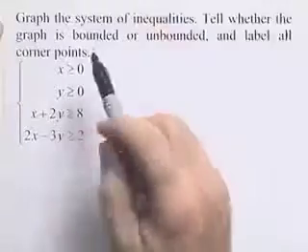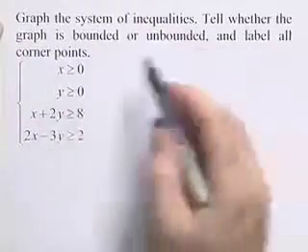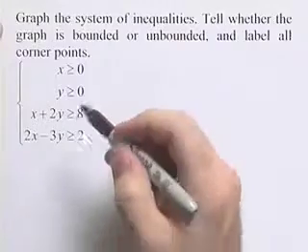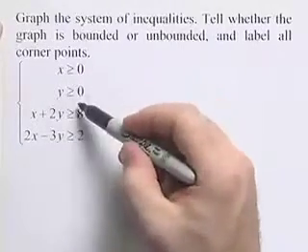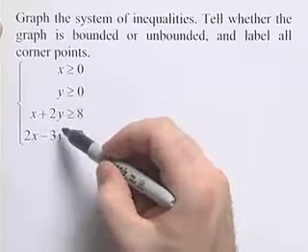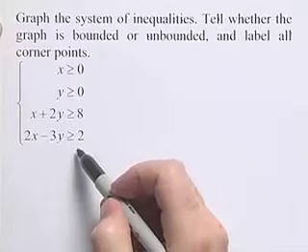For this problem, we're going to graph a system of inequalities. We want to graph this system of inequalities, then we're going to tell whether the graph is bounded or unbounded, and we'll label all the corner points on our graph. We have four inequalities in our system: x greater than or equal to 0, y greater than or equal to 0, x plus 2y is greater than or equal to 8, 2x minus 3y is greater than or equal to 2.